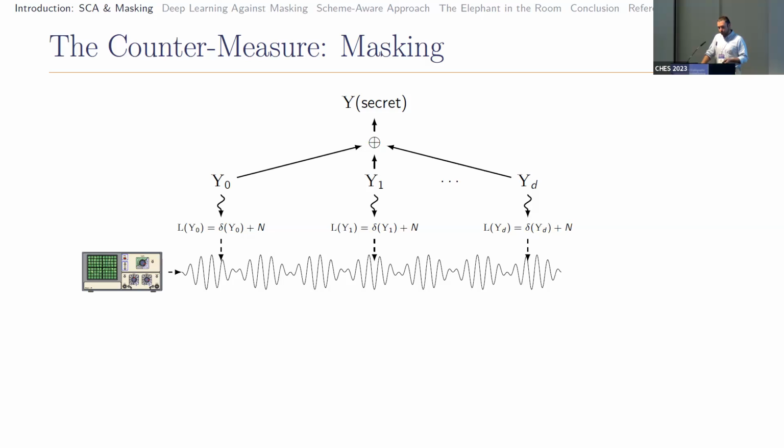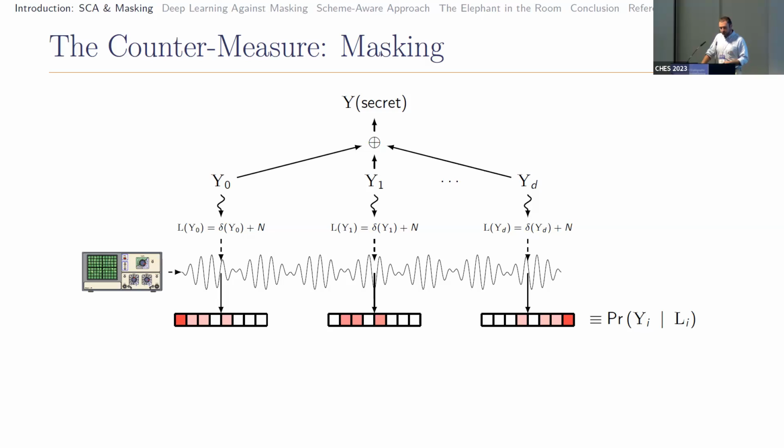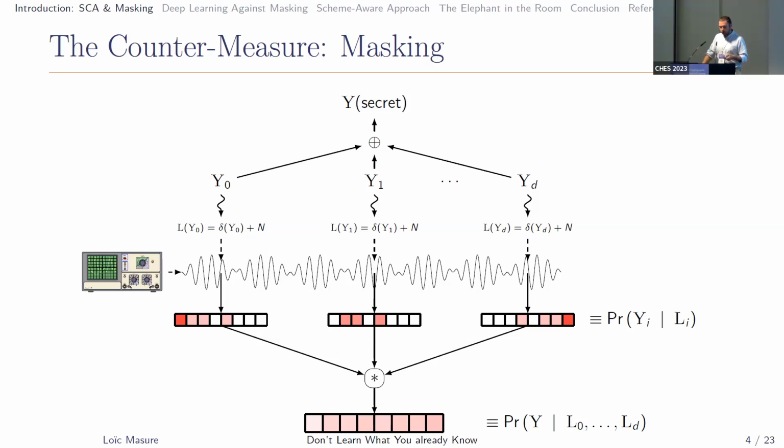And how can an adversary recover some information about the secret? Well, he or she can turn some small piece of a trace into some scores, probability distribution vectors, giving some scores for each possible value of the shares, and then recombine these probability distributions according to a convolution product into a probability distribution about the secret. There is no way to do otherwise. This is the optimal way to recover some information about the secret.